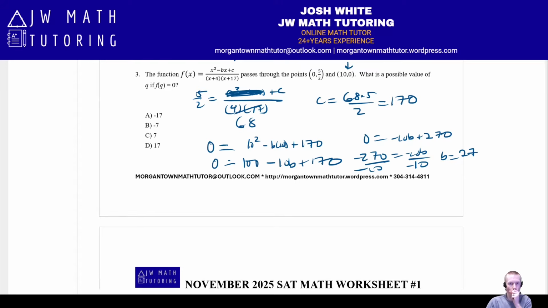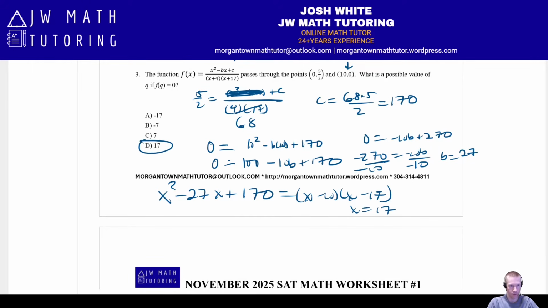So now you could just basically go to Desmos and graph it, or really what you could also do is basically plug in the values and just factor this. I mean, it's basically going to factor as x minus 10, x minus 17, x squared minus 27x plus 170. So, okay, the 10 is already in the problem. What's the other possible value? Well, it's right here, x equals 17. So it's letter D.